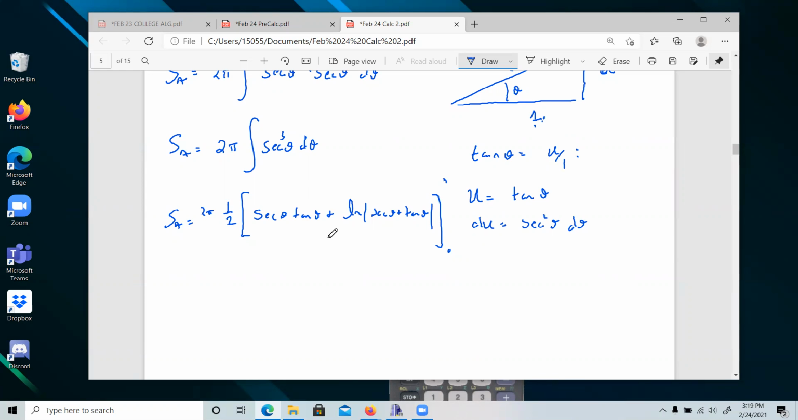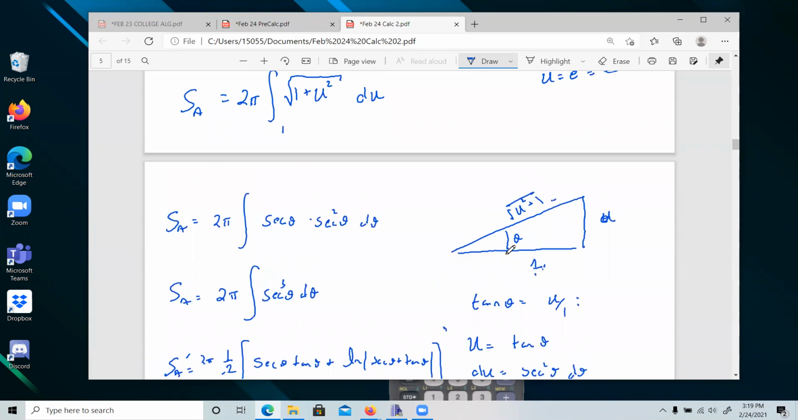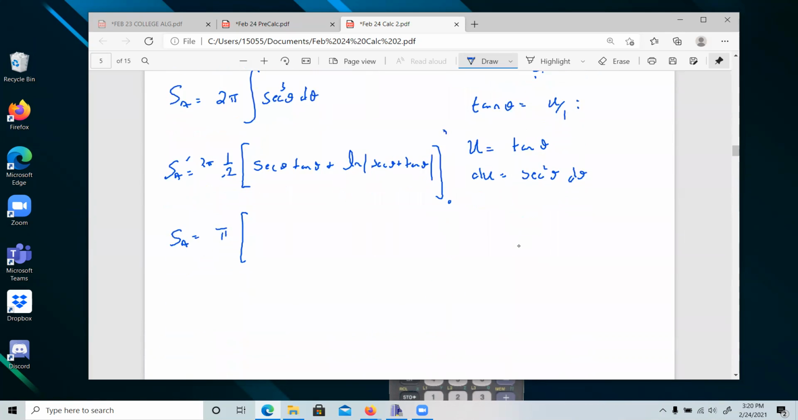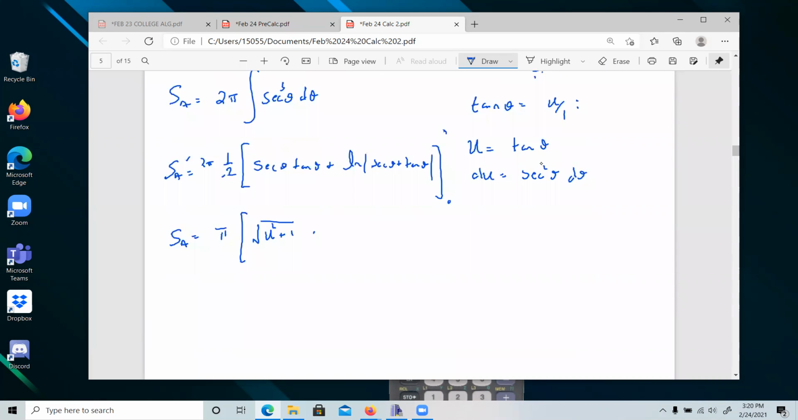So what are we going to end up with? We're going to end up with surface area is equal to, what do we have? We have pi, because those canceled. We have pi. And then, what's the secant of theta? Secant of theta is hypotenuse over adjacent, so that's the square root of u squared plus 1, times what's the tangent? u over 1, so times u, plus the natural log of, what's the secant? u squared plus 1 square rooted, plus what's the tangent? u.